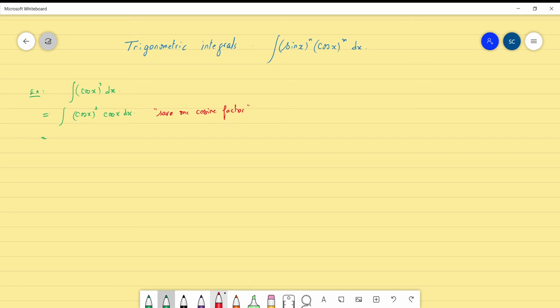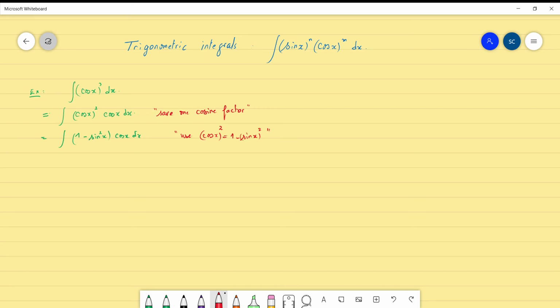Then look what we will do. Here I will use the rule sine squared plus cosine squared equals 1. So I will have something like that, cosine x dx. So here is what I did: substitute cosine x squared by the expression 1 minus sine x squared.